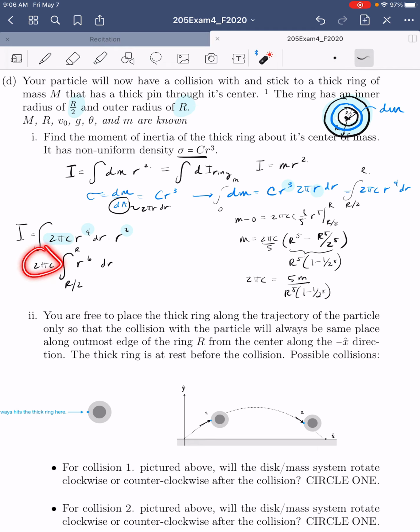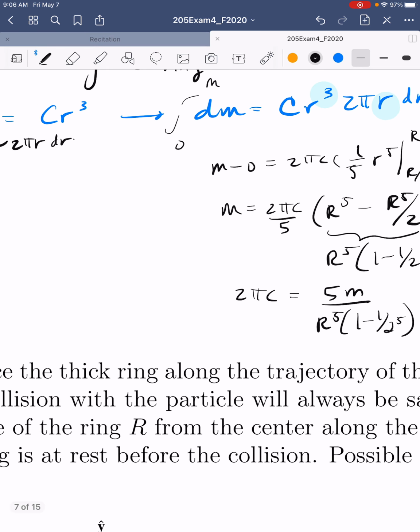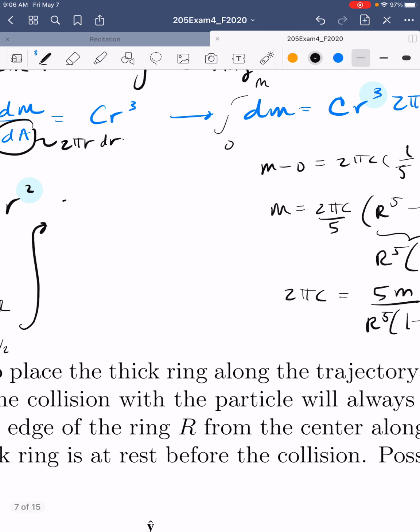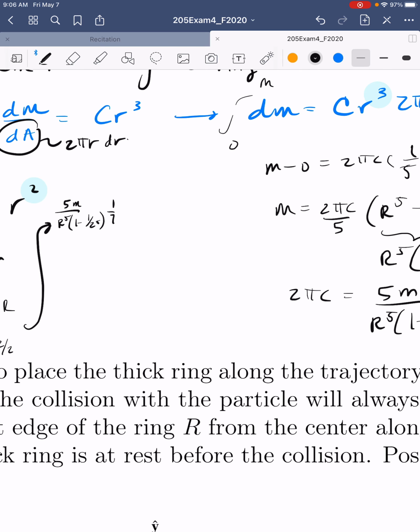And I'll be able to plug that in here pretty easily. But first, I am going to finish the integration. And this will become 1/7 r to the 7th, evaluated between r and r over 2. And so altogether, I'm going to have 2 pi c, which was this, 5m r to the 5th, 1 minus 1 over 2 to the 5th, 1/7 r to the 7th, so I get a 1/7, and then I'll get an r to the 7th minus r to the 7th over 2 to the 7th.